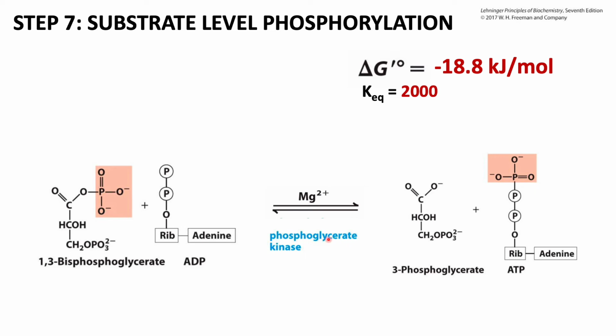Now, remember, we're coming back to our kinase. We have phosphoglycerate kinase. Phosphoglycerate, it's in the name, and kinase, because why? We are dealing with an ADP or ATP molecule. Whenever we see kinase, think of ATP or ADP. KEQ is very large, so we know products are favored. Spontaneous reaction, we have Mg2+ as a cofactor to balance the charges.